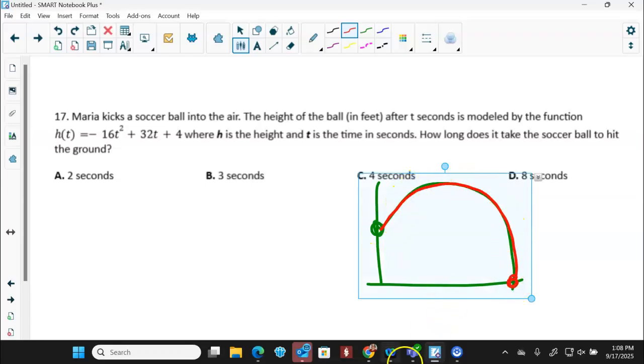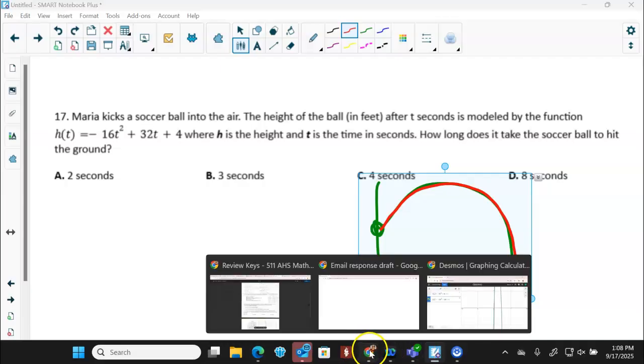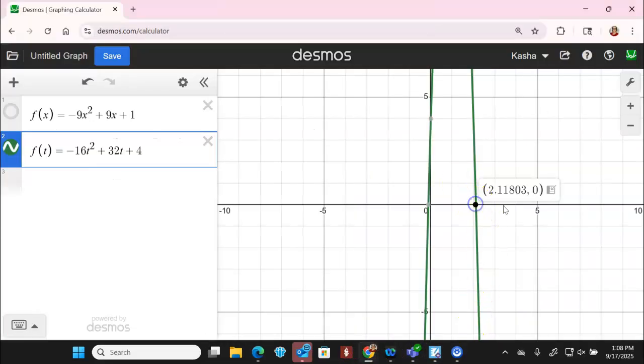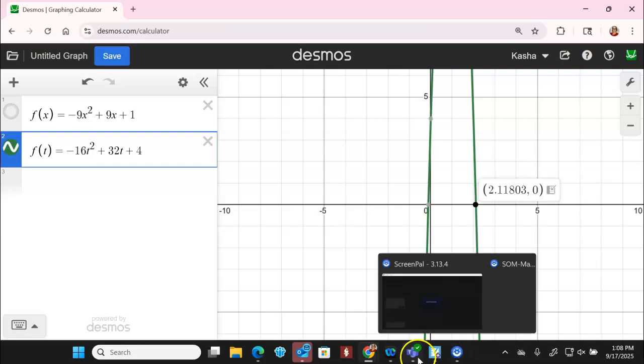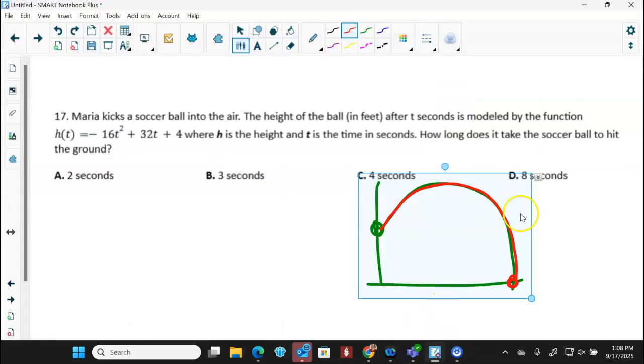So x-axis, it is what we look for. So let's look right here. This is when it hits the ground, okay? It hits the ground at 2.11, okay? 2.11 seconds, okay? So your answer is going to be A, okay?